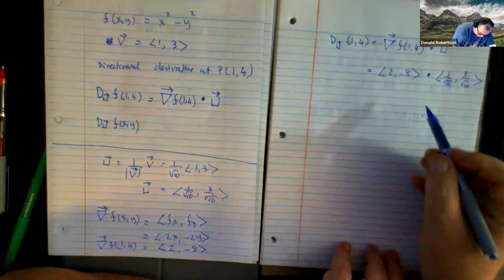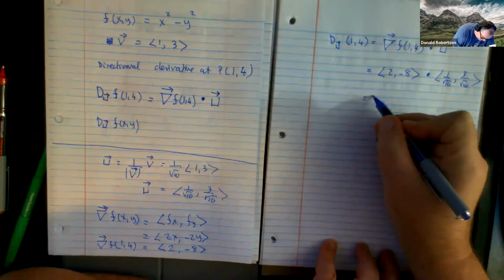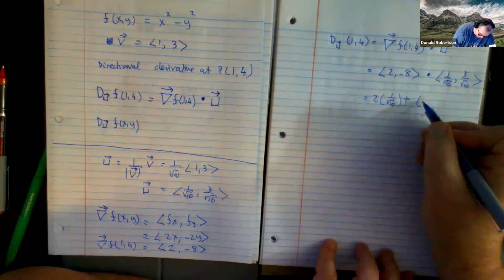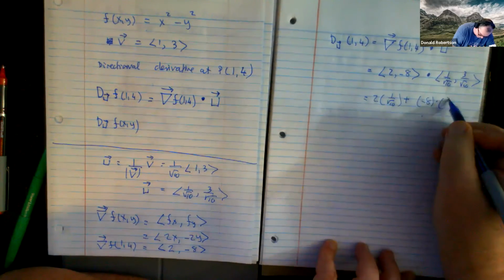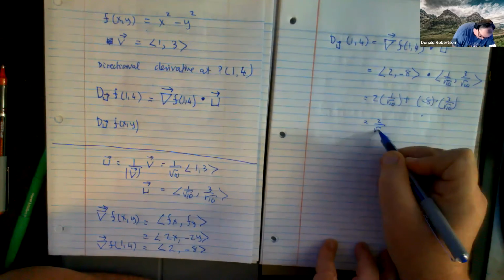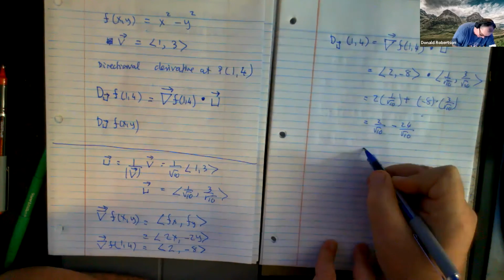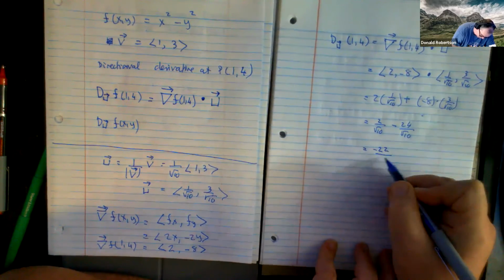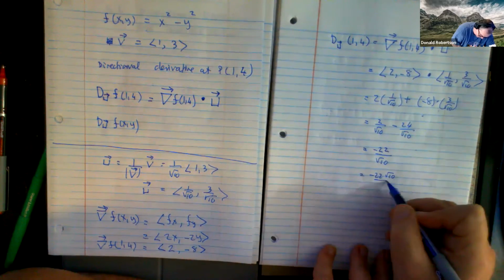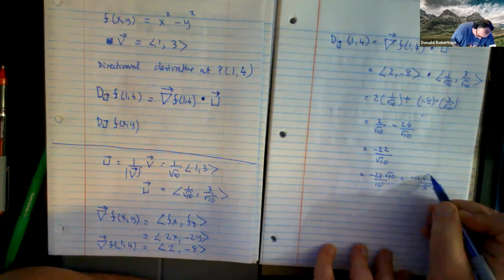And remember how dot products work. X times X plus Y times Y. So it's going to be 2 times 1 over root 10, add negative 8 times 3 over root 10. So 2 over root 10, take away 24 over root 10. I believe that's negative 22 over root 10. And at this point, I would tidy it up. And there is our answer.